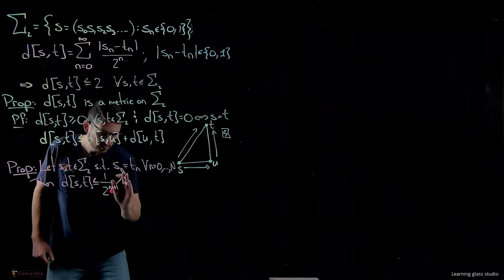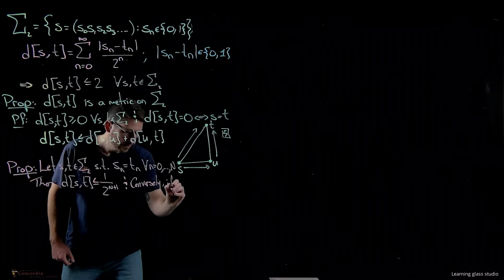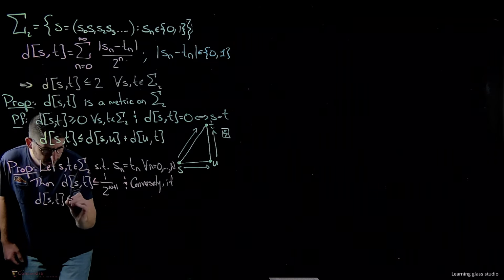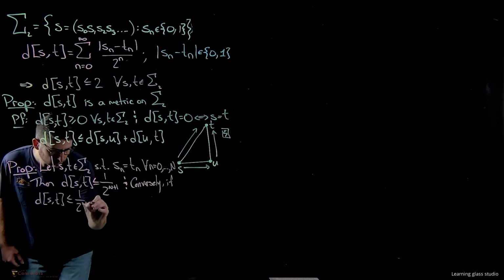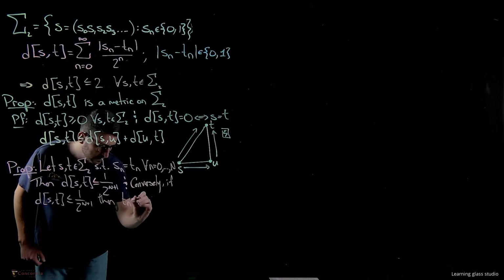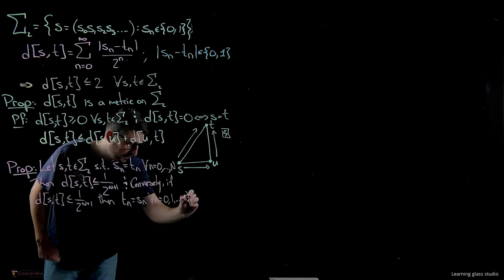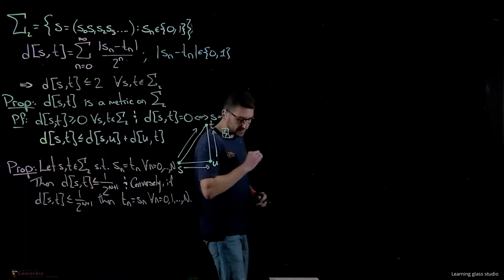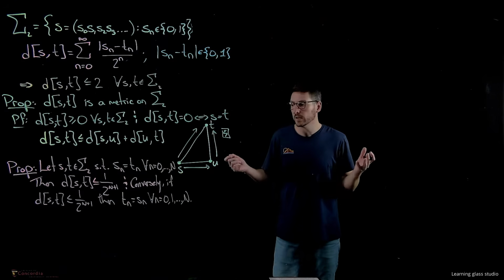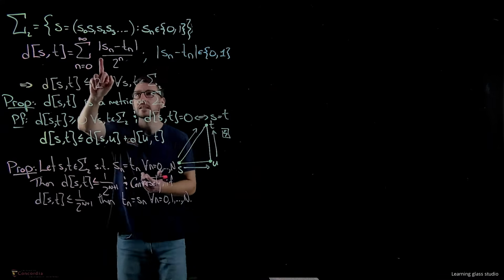And conversely, if this distance is this close, 1 over 2 to the capital N plus 1, then these two things have to match: t_n is equal to s_n for all n equal to 0, 1, all the way up to capital N. Okay, so take a look at what that says. It says that if your two sequences match for the first N plus 1 digits, then these things are going to be within 1 over 2 to the N plus 1. And that's an easy thing to prove, right?